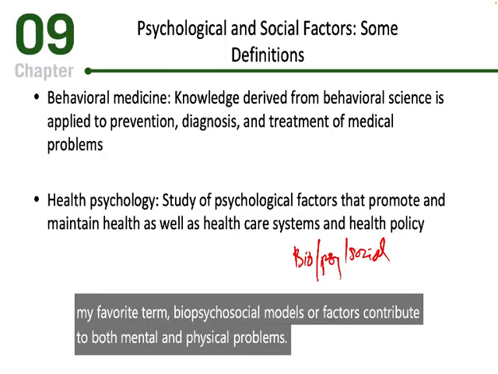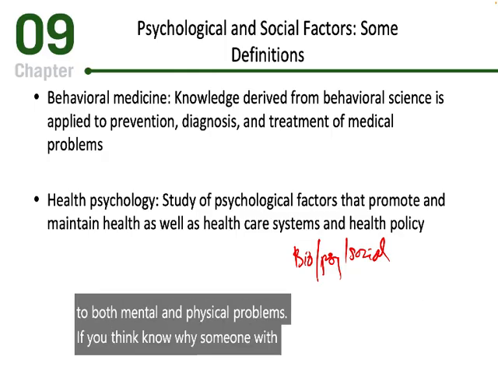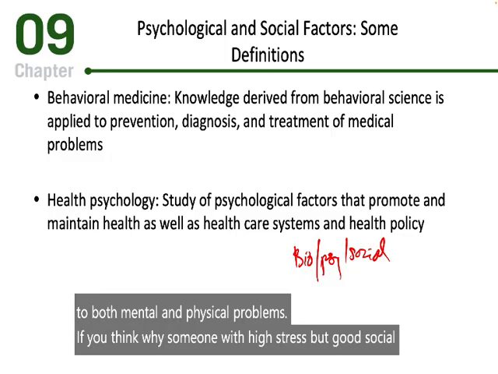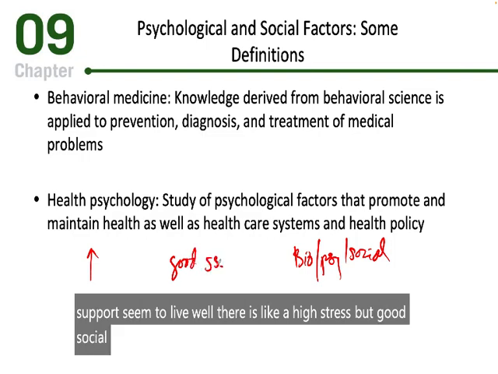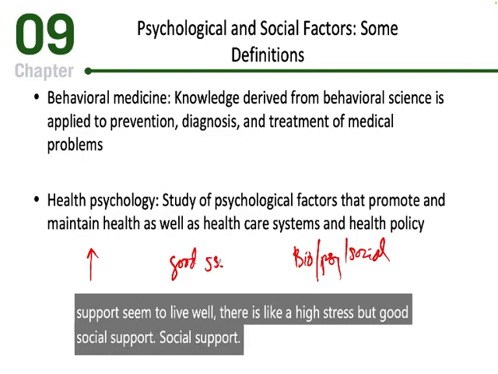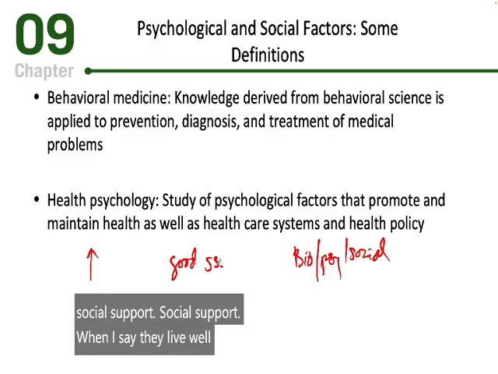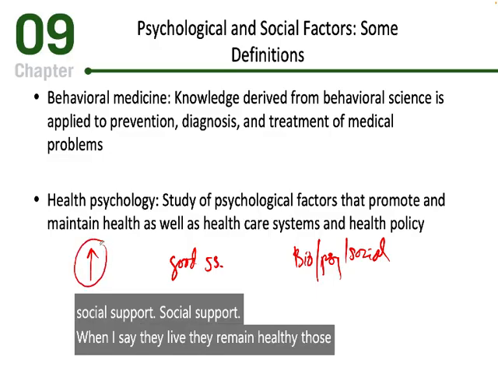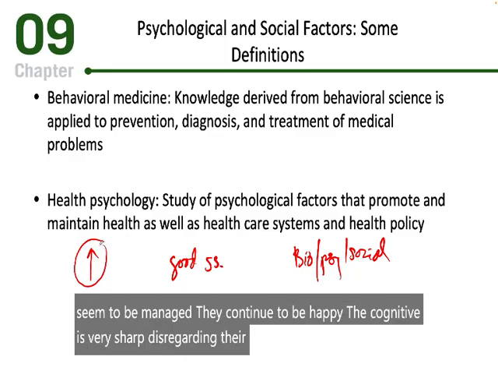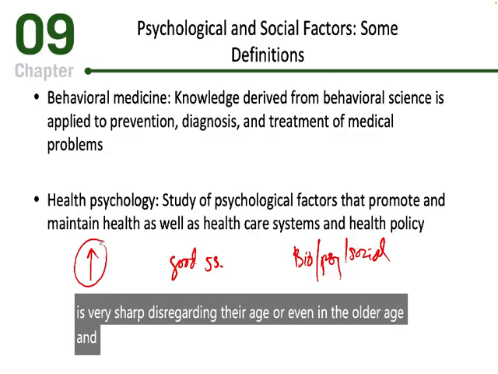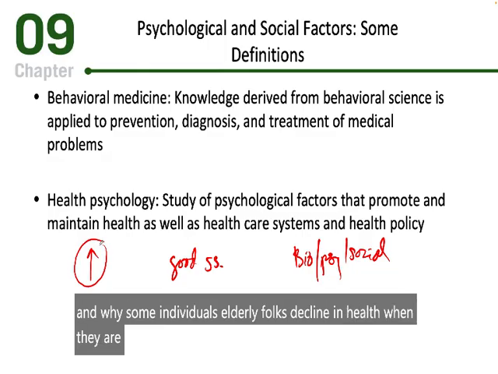Now, if you think, why does someone with high stress but good social support seem to live well? When I say they live well, they remain healthy. Their high stress seems to be managed well. They continue to be happy. Their cognition is very sharp, regardless of their age, even in older age. And why do some individuals, like elderly folks, decline in health when they are removed from their social network?